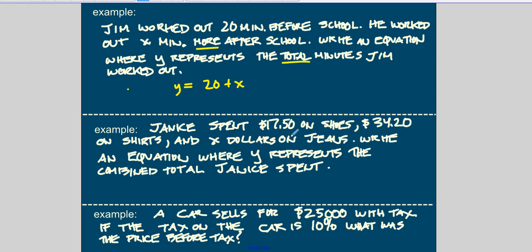Next example, Janice spent $17.50 on shoes, $34.20 on shirts, and X dollars on jeans. Write an equation where Y represents the combined total Janice spent. So Y equals the sum of all these things. So again, we have the word total, so that would suggest addition. So we have 17.50 plus 34.20 plus X. And that would be an equation that represents this paragraph or word problem.